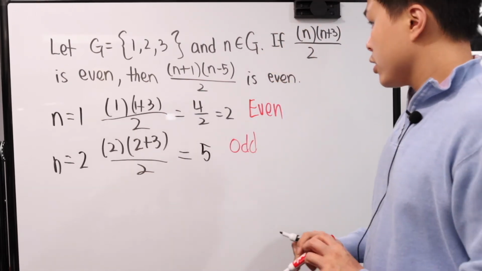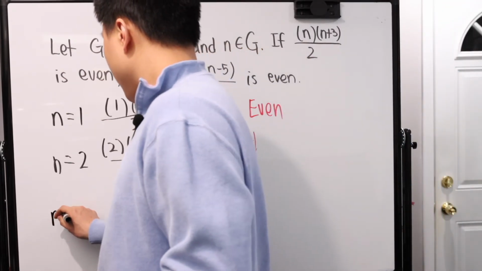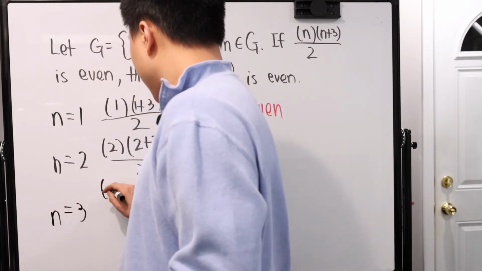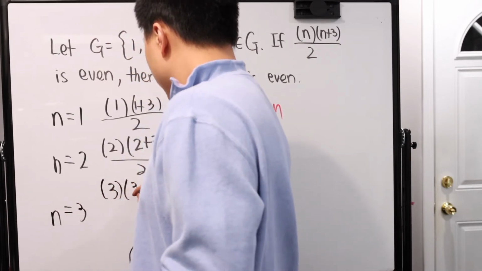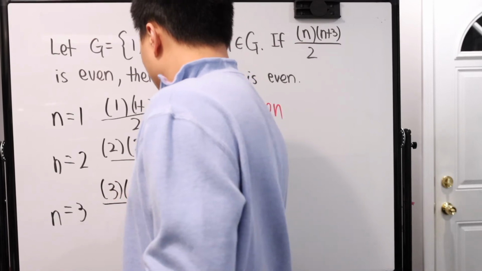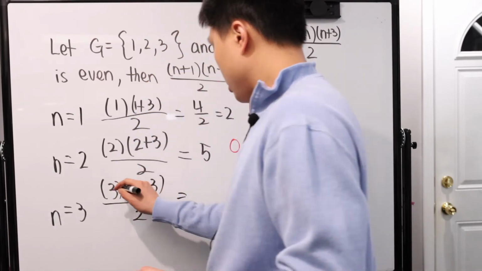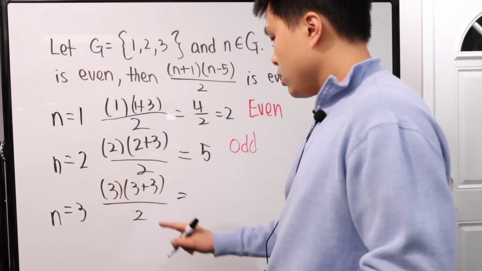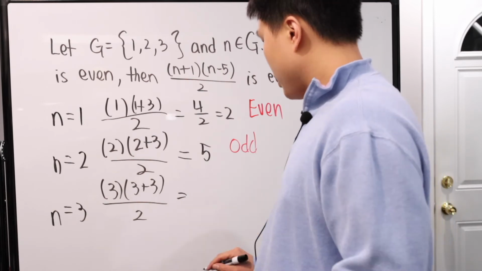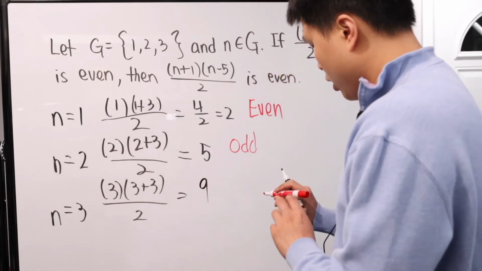Okay. Well, let's look at the third one. Third possibility, n equals 3. So basically I have 3 times (3 plus 3) over 2, which is just what? 3 times 6 over 2. That's 18 divided by 2. That's 9. This is also odd.